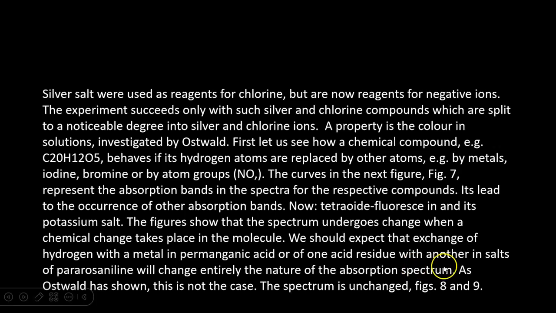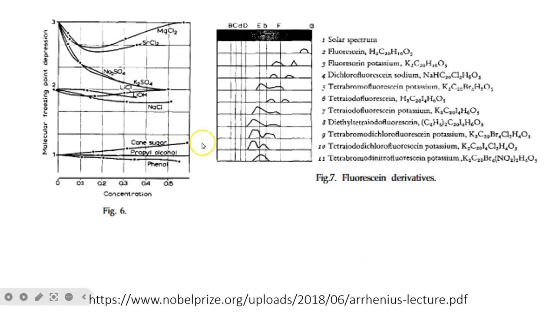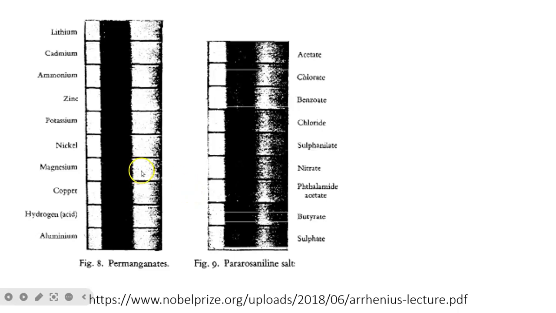Well, that's what's important here. If you have an acid and you replace hydrogen with metal, the absorption spectrum changes. As Ostwald has shown, this is not the case. The spectrum is unchanged. See figures 8 and 9. They are here.